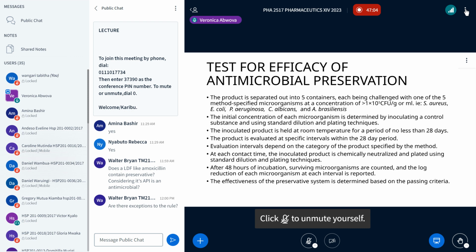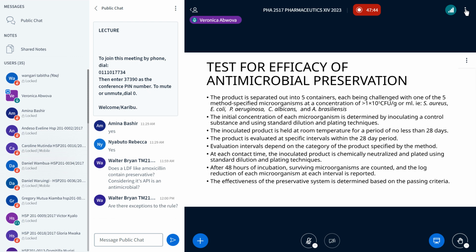The initial concentration of each microorganism is determined by inoculating a controlled substance and using standard dilution and plating techniques. The inoculated product is held at room temperature for a period of not less than 28 days. The product is evaluated at specific intervals within the 28-day period. Evaluation intervals depend on the category of the product specified by the method. At each contact time, the inoculated product is chemically neutralized and plated using standard dilution and plating techniques.